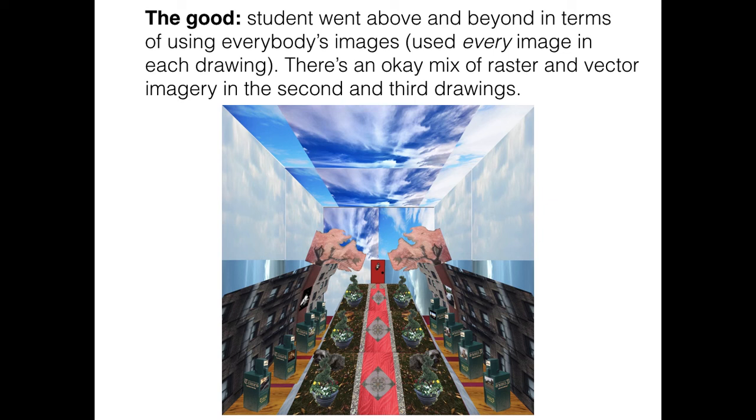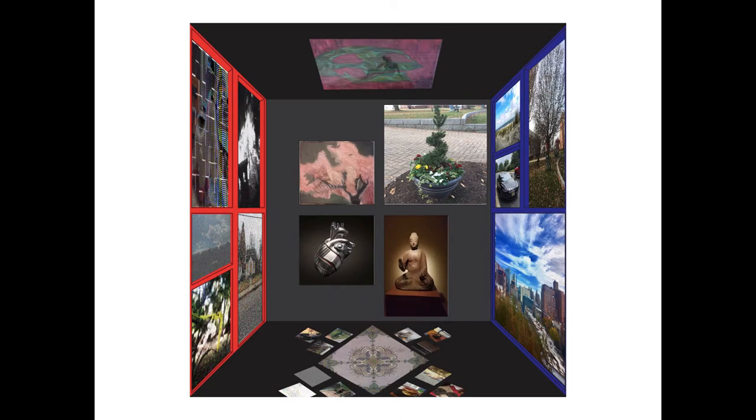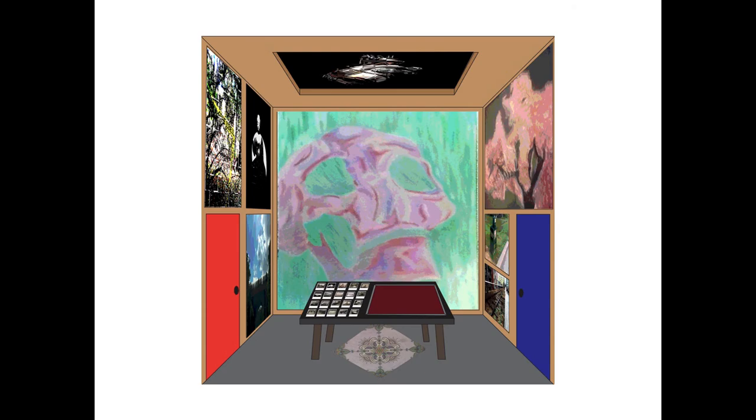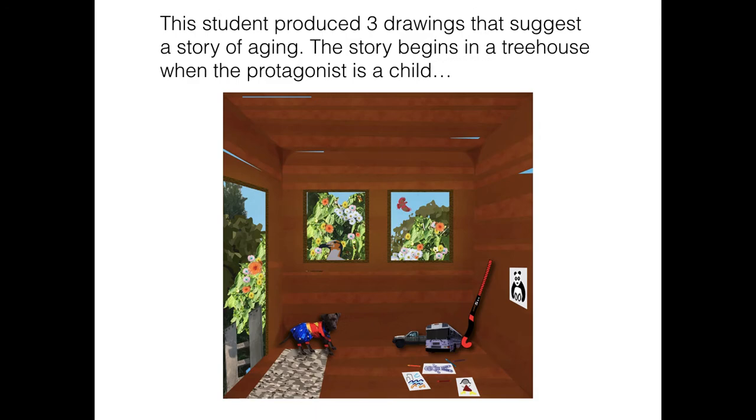So this student, in this first image, didn't include a lot of vector imagery, but in the second and the third drawings they did. But this student utilized every single image that was contributed in each drawing, which was above and beyond what I was looking for. And their drawings were based on a room template, so that's why they had to utilize perspective in that way. But you all know how to do that now. You know how to use the transform tools in Photoshop. But really, a kind of interesting set of images.